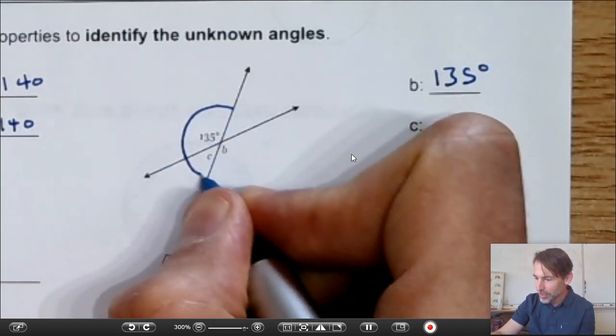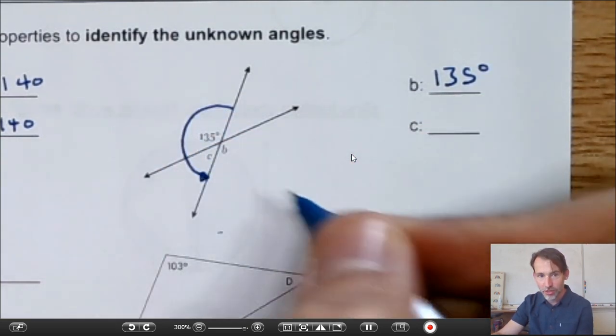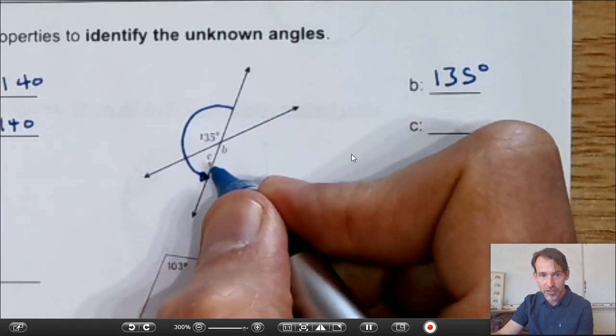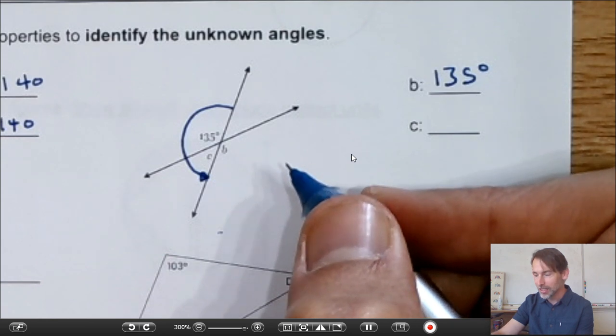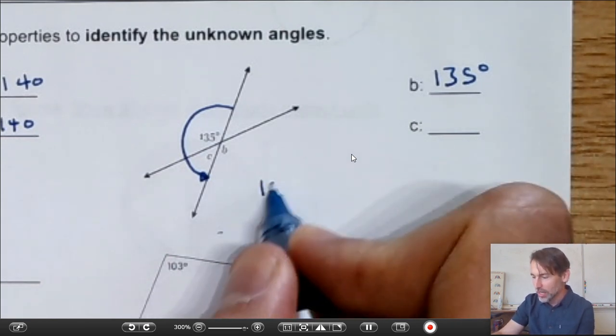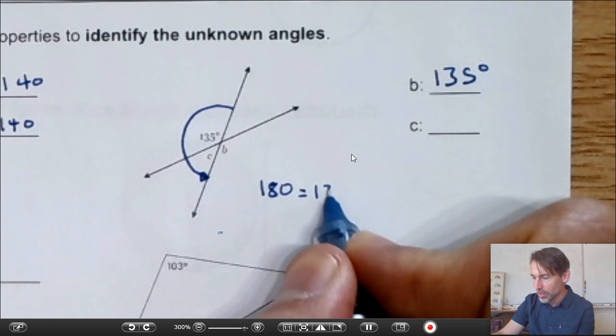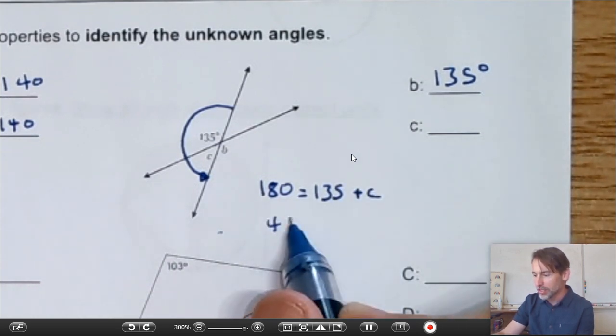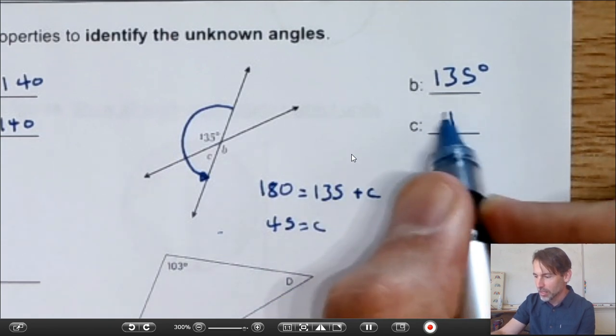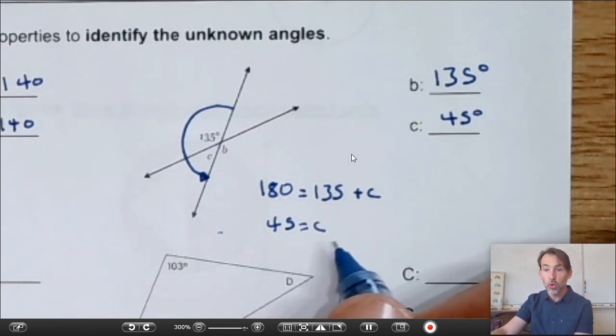But this angle here is 180 because there's a straight line. So 135 plus some angle, that's 45, will give you 180. So you could set that up like 180, a straight line, is equal to 135 plus C, and subtract 135 from both sides to get 45 is equal to C. Cool.